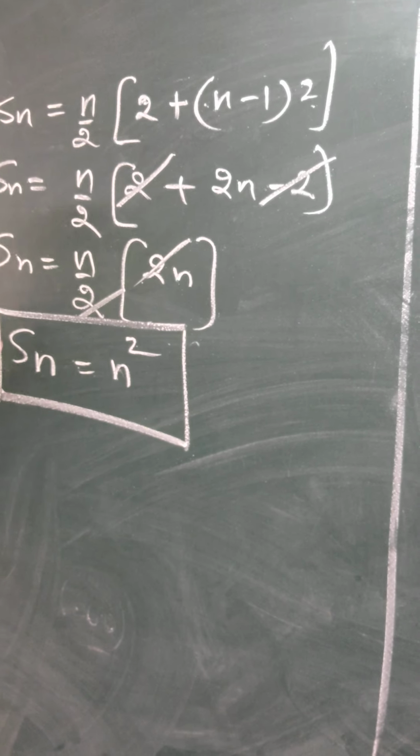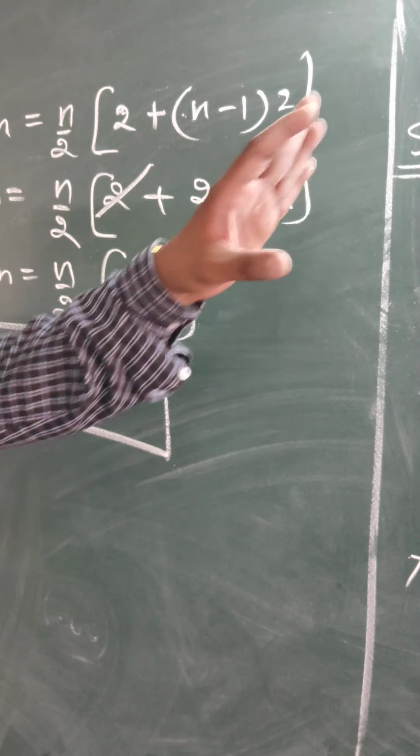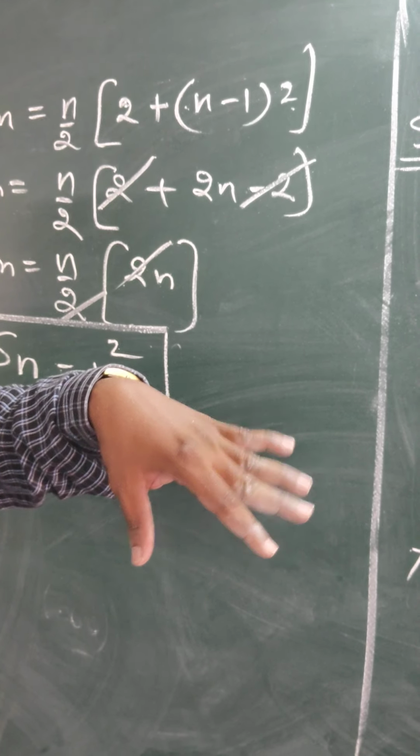In this way, you can find out the sum of n terms when the sum of 7 terms and the sum of 17 terms is given to you.